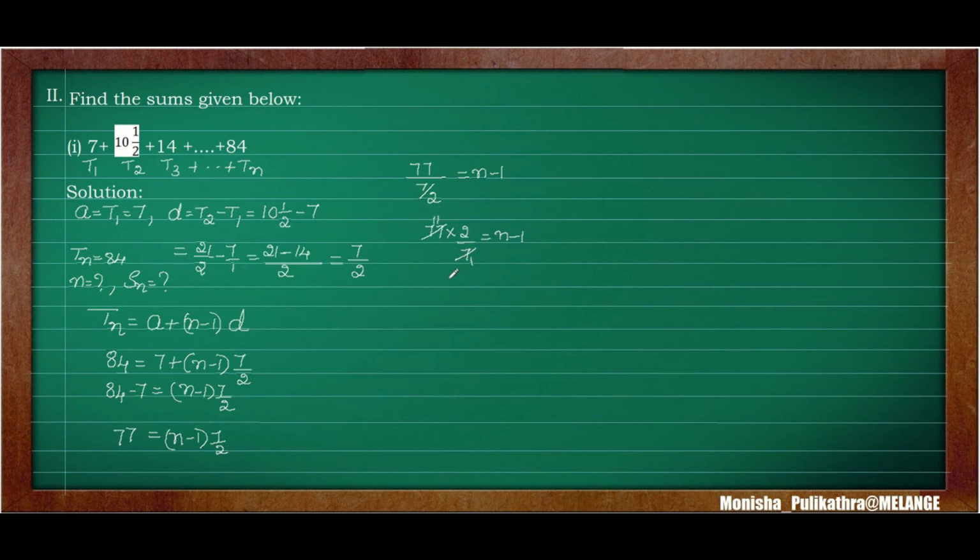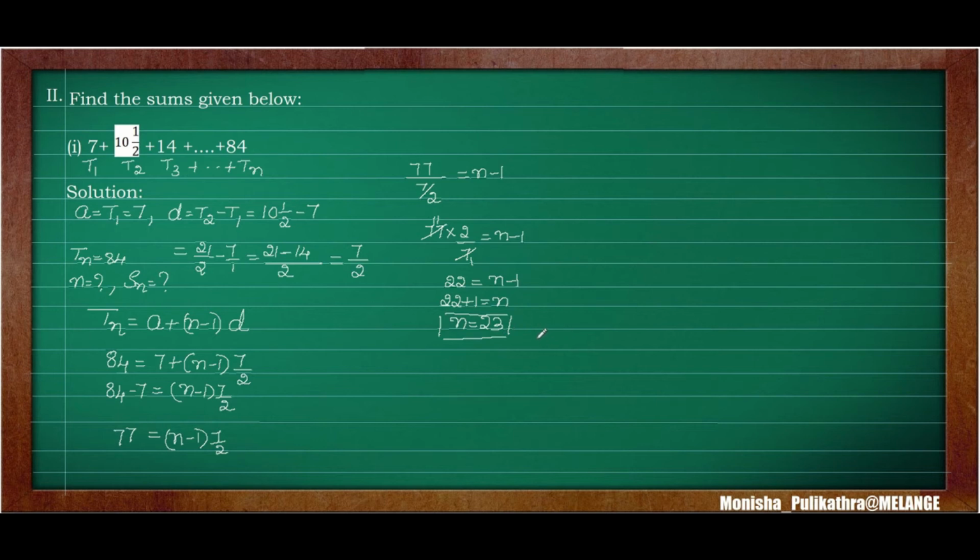So 11 into 2 is 22. 22 is equal to n minus 1. So shift the minus 1 to the left hand side. So 22 plus 1 is equal to n. So the number of terms n is equal to 23. So we got the value for n.